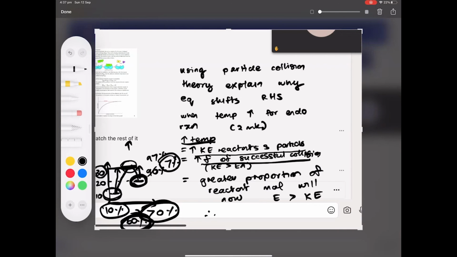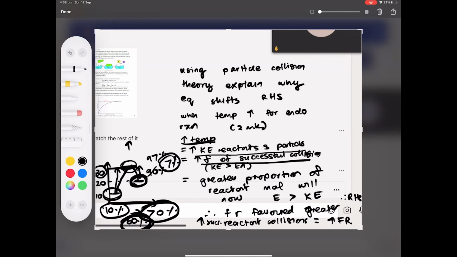Therefore, the forward reaction is favored as there is a greater increase in your successful reactant collisions. And therefore, you will increase the forward reaction rate and shift to the right-hand side. Good. That's the principle there.